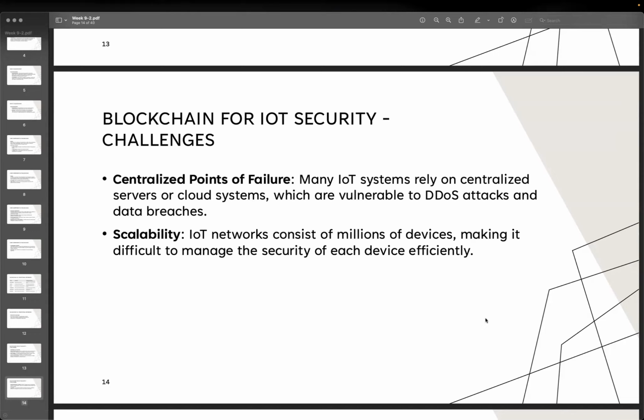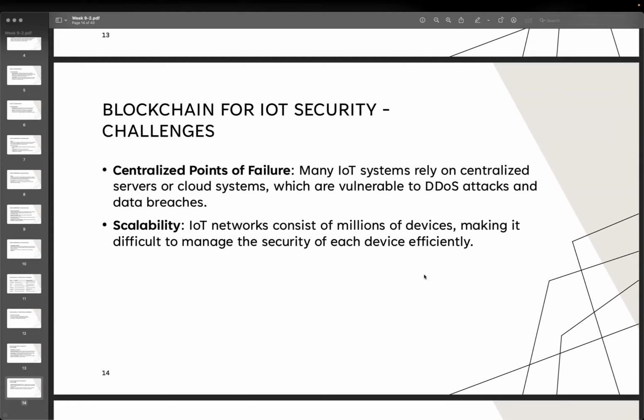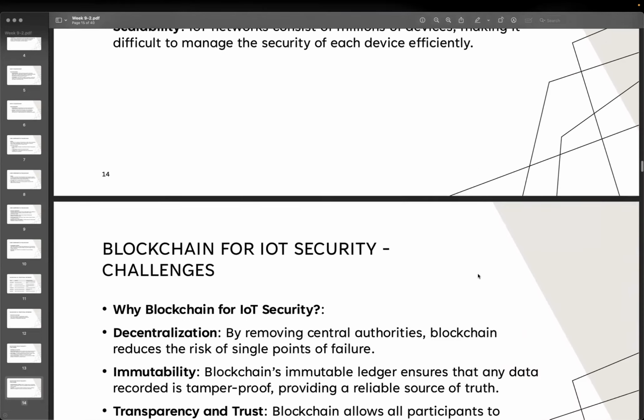Okay, so later maybe they double it. So how can we efficiently manage such a huge number of devices and their security? There's a new direction we can think about: we try to apply the characteristics of the blockchain to this challenge. Okay, first thing: decentralization.